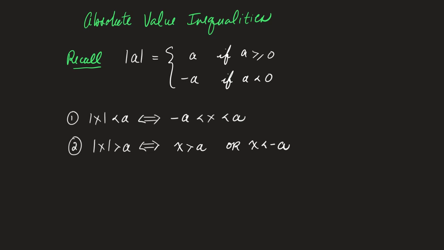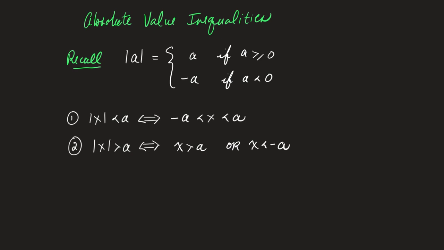In this video, I'm going to solve some absolute value inequalities. First, recall from our discussion in class that the absolute value of a is the distance from a to 0 on the real number line. So by definition, it's equal to a if a is greater than or equal to 0, and it's minus a if a is less than 0.